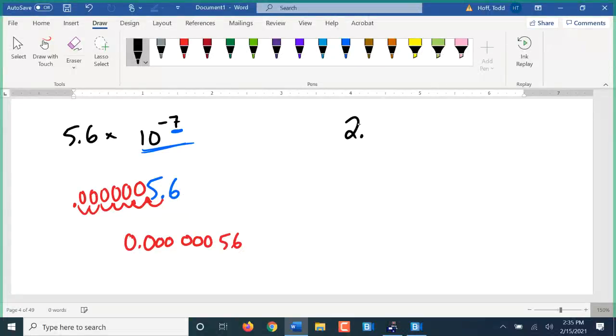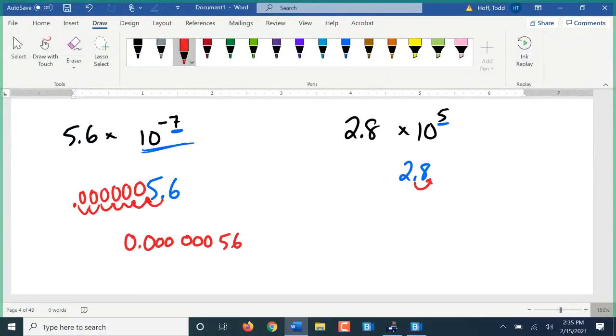I might have 2.8 times 10 to the 5th. Again, I start out with the 2.8. 10 to the 5th is a positive power of 10, which tells me that this was a large number, bigger than 1, so I have to make this larger. The 5 tells me the decimal point has to move 5 spots. So from right here, to make it larger, I move the decimal point to the right.